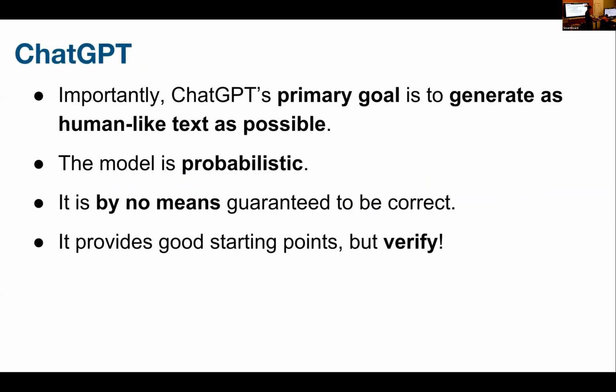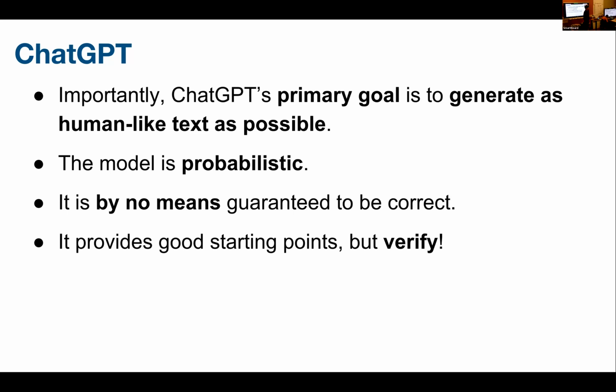So, point taken. ChatGPT's primary goal is to generate as human-like a text as possible. It is a probabilistic model, so it might not always do that, and it is by no means guaranteed to be correct. That's a bit of an oxymoron, but it is, just importantly, not guaranteed to be correct, okay? So it can provide a good starting point, but you need to verify it, okay?